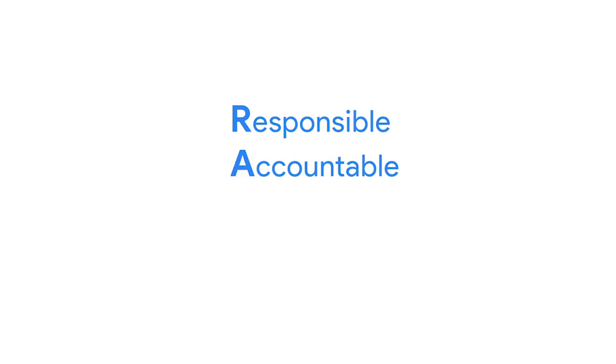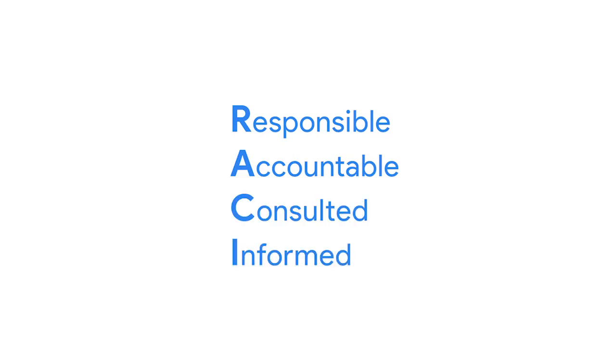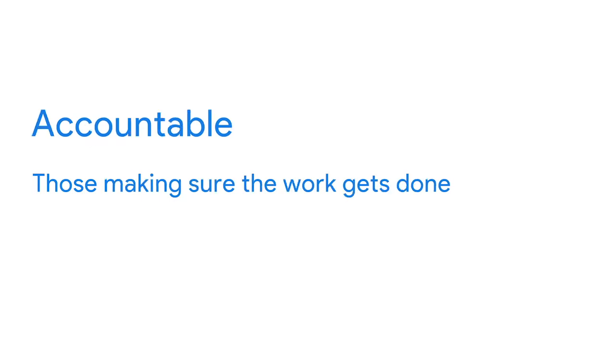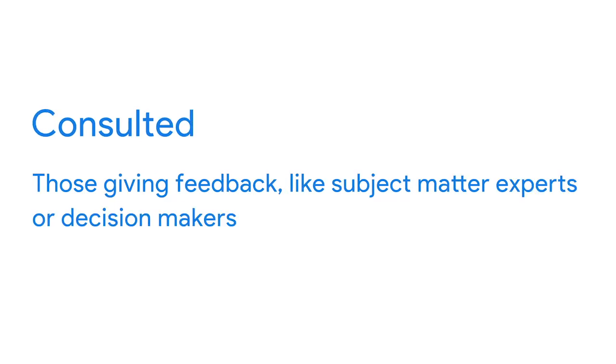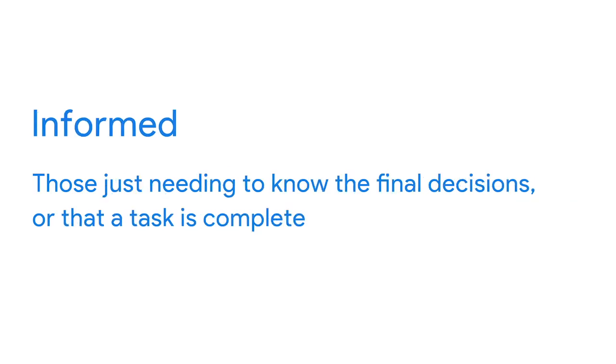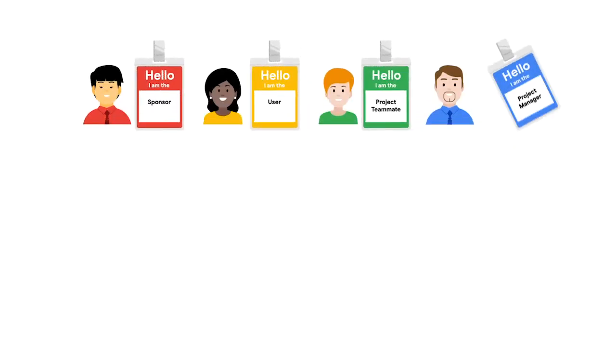There are 4 types of participation included in a RACI chart. These are responsible, accountable, consulted, and informed. Let's take a look at each. Responsible refers to those doing the work to complete the task. Accountable refers to those making sure the work gets done. Consulted includes those giving feedback, like subject matter experts or decision makers. And lastly, we have informed, which includes those just needing to know the final decisions or that a task is complete. Here's an image of how this breaks down in a chart form.